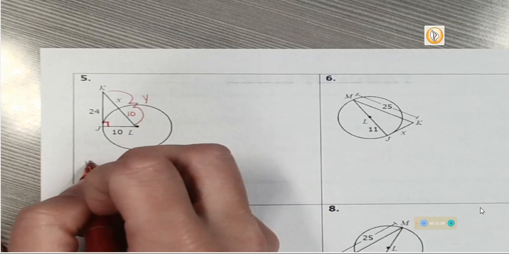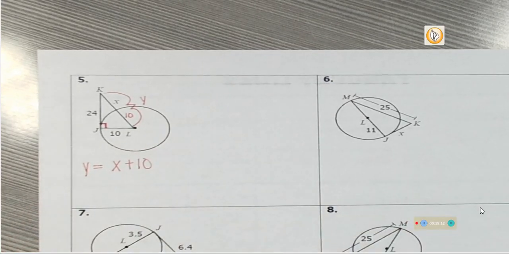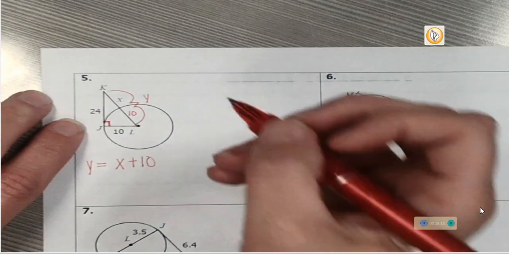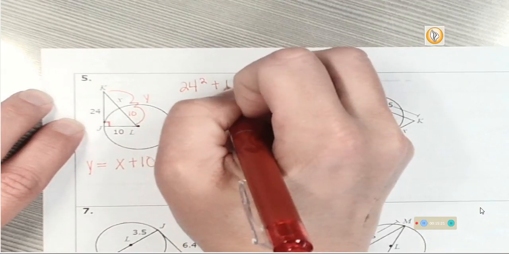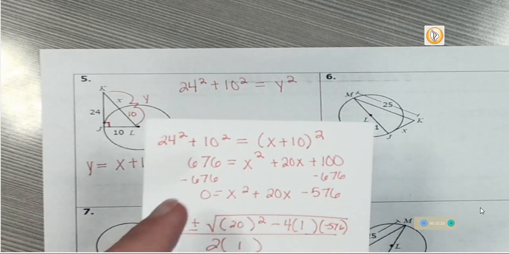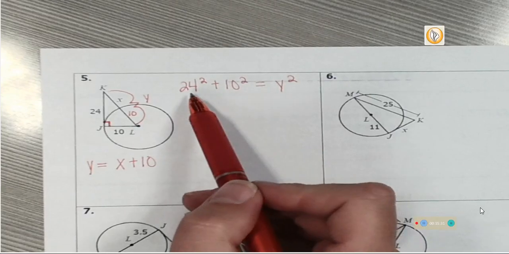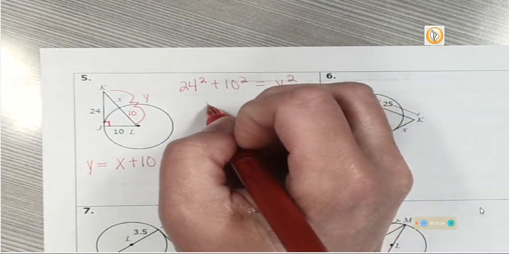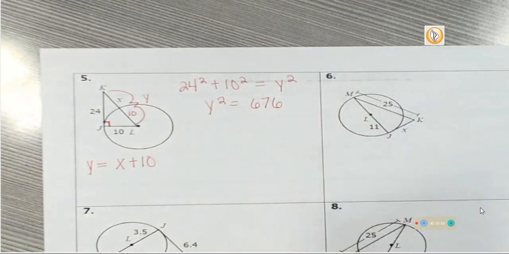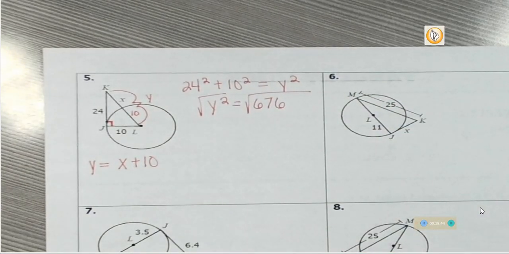Now, what do I know y equals? Y equals x plus 10. But naming that y reduces what I'm looking at. So I've got 24 squared plus 10 squared equals y squared, which looks a whole lot better than that. So now, keep solving. What is 24 squared plus 10 squared? 676. Okay? How do you get y by itself? How do you unsquare it? You take the square root.